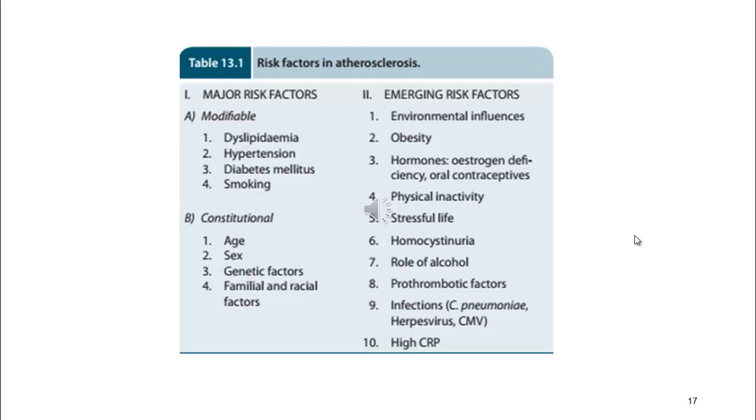The risk factors of atherosclerosis can be divided into modifiable and non-modifiable factors. Among the modifiable factors are dyslipidemia, hypertension, diabetes, and smoking, while the non-modifiable factors include age, sex, genetic factors, and familial and racial factors. Other emerging factors can be environmental influences, obesity, hormones, physical inactivity, stressful lifestyle, homocystinuria, intake of alcohol, prothrombotic factors, and infections like Chlamydia pneumoniae, herpes virus infection, and high levels of C-reactive protein.